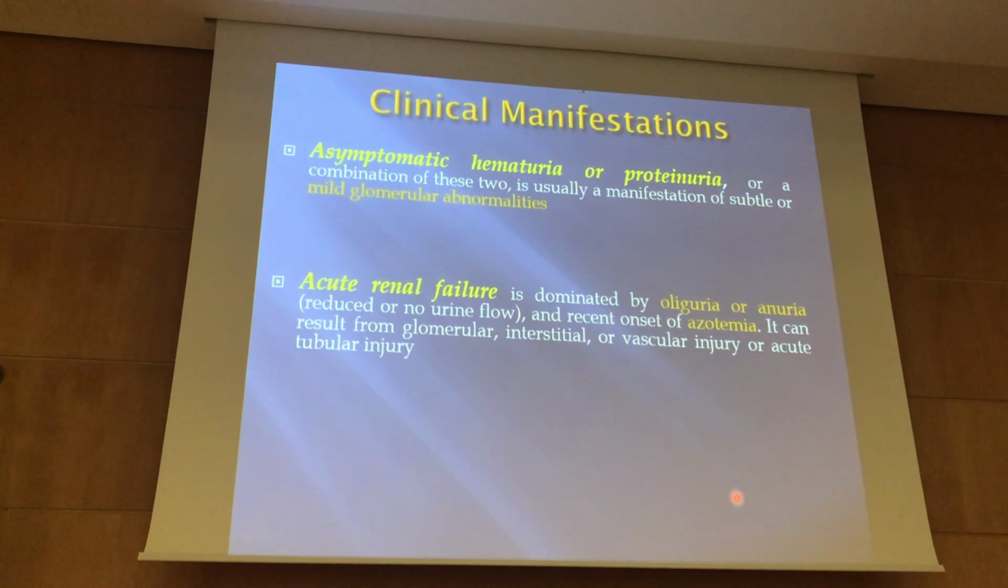Acute renal failure. Now what happens? It has oliguria and anuria. Oliguria means a lesser amount of urine, and anuria means complete stoppage of urine, no urine flow. Or recent onset of azotemia. What is azotemia? Increased creatinine in the blood, but not enough to cause uremia. What do you mean by uremia? Now the second question is.